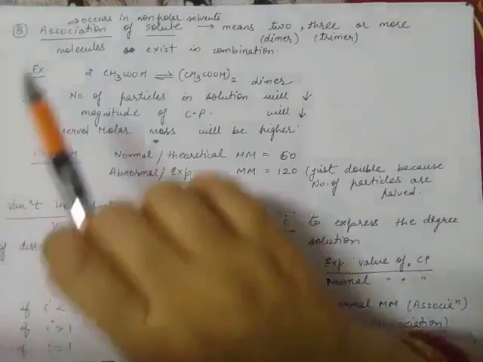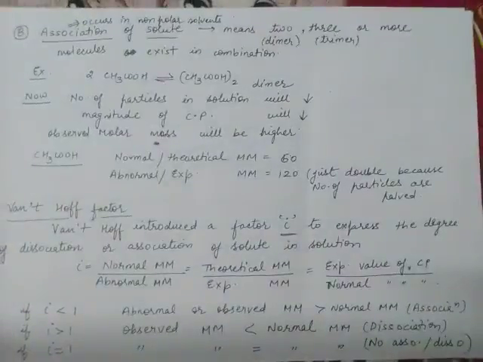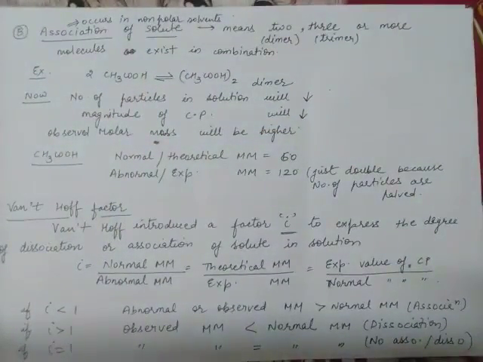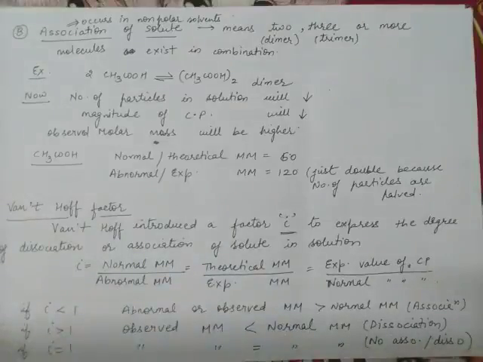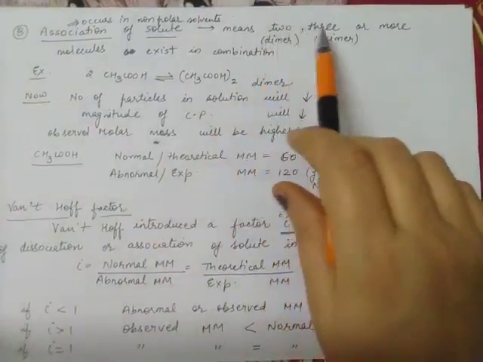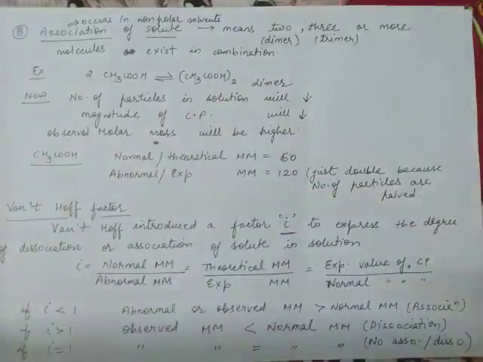Now the next is association of solute. Association of solute occurs mostly in non-polar solvents. For example, benzene is your non-polar solvent. Now what is the meaning of association? Association means two, three or more molecules exist in combination.